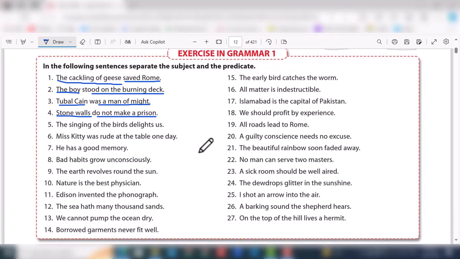I will put these sentences in the description, where you have to solve them one by one to identify the subjects and predicates, and practice it very well.